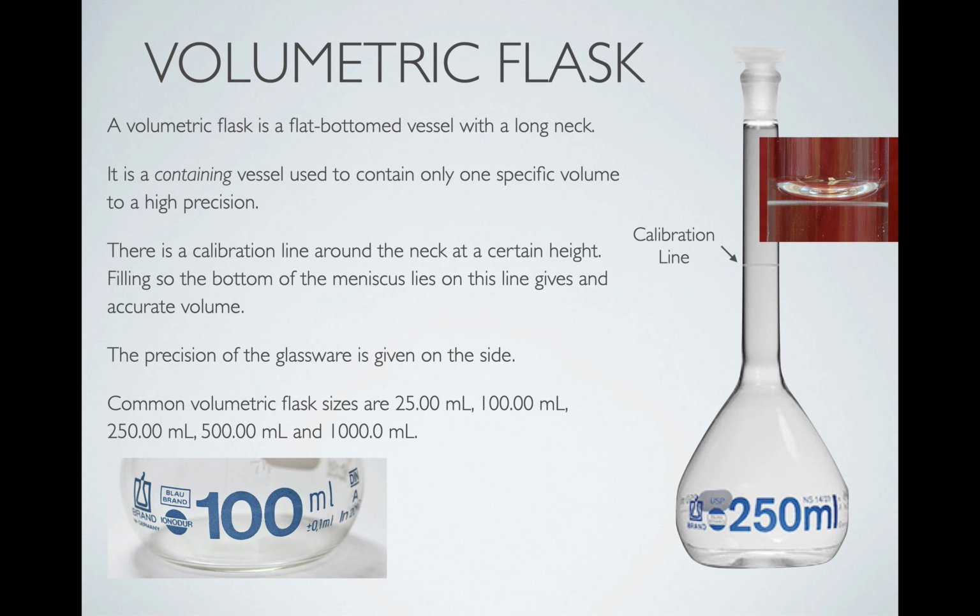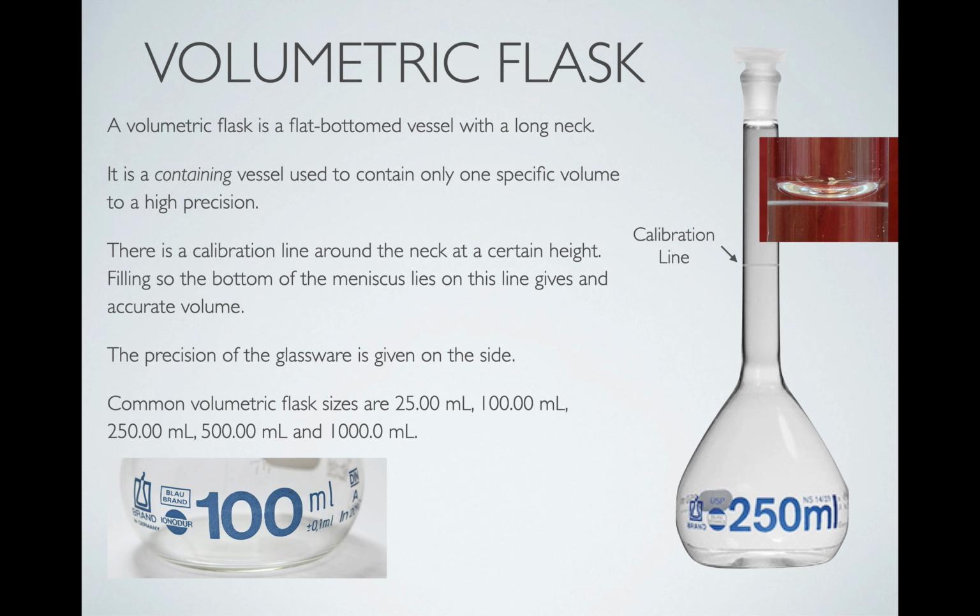The first one is this volumetric flask, this glass bottle with a thin neck and a bulbous bottom on it. I shouldn't laugh at bulbous bottom. It's a flat bottom flask with a long neck. That's a much better description, past Mr. Roberts. It's a containing vessel, so we use it to contain liquids and store them.